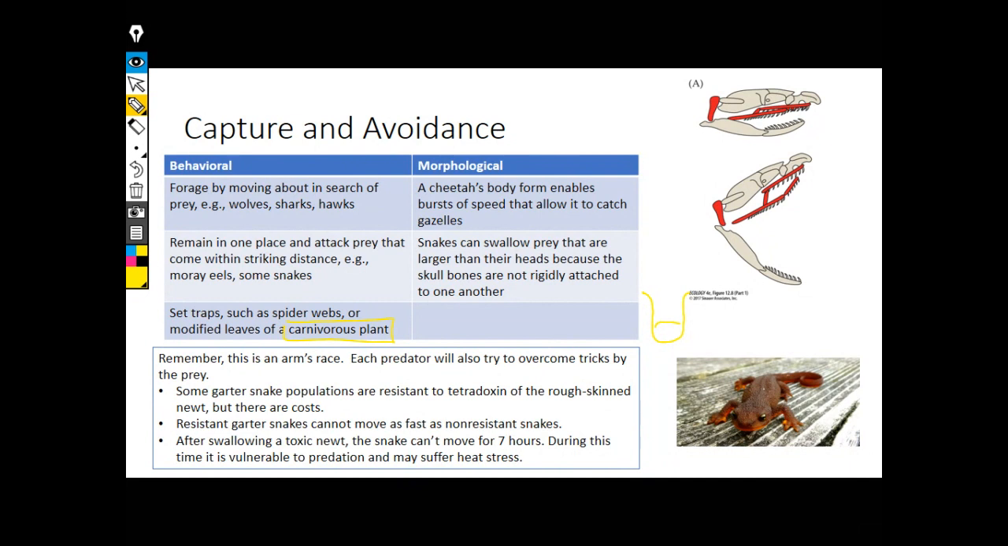So each predator is going to have at least one morphological trait or technique that makes it really effective at hunting or capturing its prey. Good at eating, in other words, right?